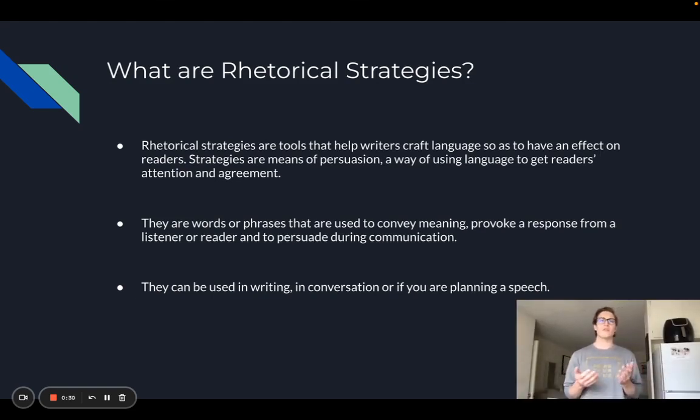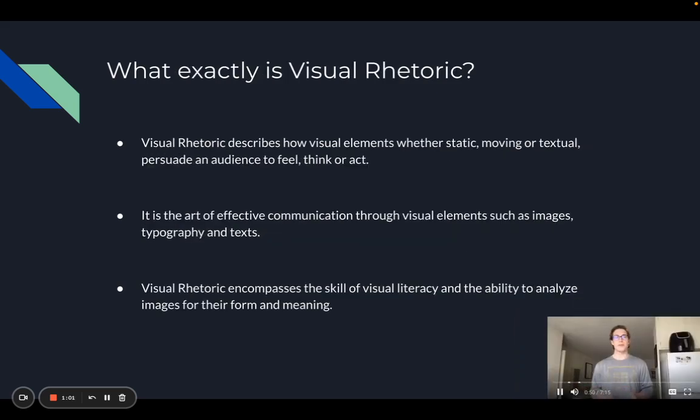So what exactly are rhetorical strategies? Rhetorical strategies are tools that help writers craft language to have an effect on readers. Strategies are means of persuasion, a way of using language to get readers' attention and agreement. They are words or phrases that are used to convey meaning, provoke a response from a listener or reader, and to also persuade during communication. They can be used in writing, in conversation, and also if you're planning a speech.